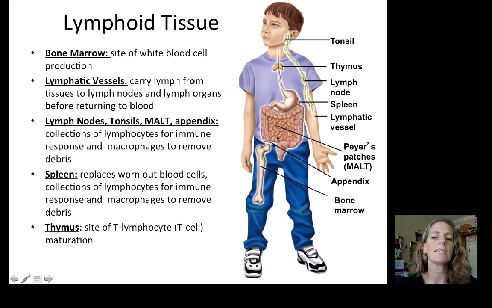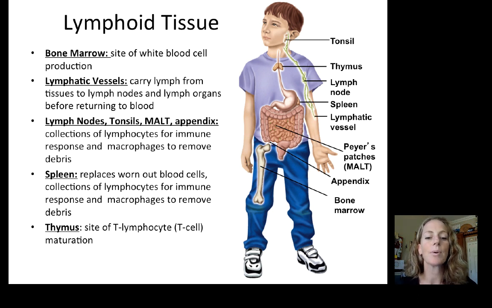So the bone marrow is the site of white blood cell production. The lymphatic vessels carry lymph from the tissues to the lymph nodes and the lymph organs. The lymph nodes, tonsils, and mucosa-associated lymphatic tissue, and the appendix will be large collections of white blood cells, these lymphocytes, for the immune response. They will also have white blood cells in the form of macrophages to remove debris.